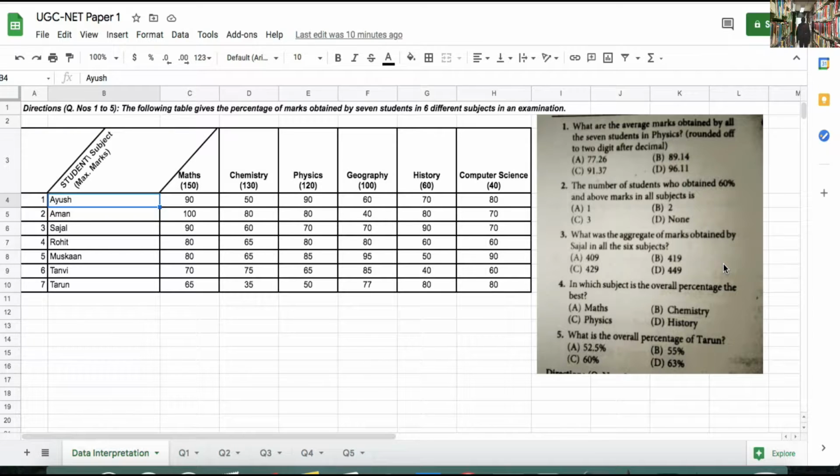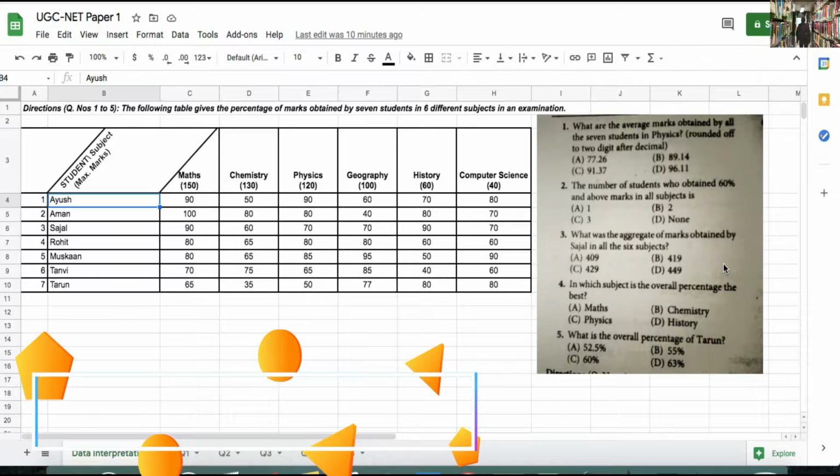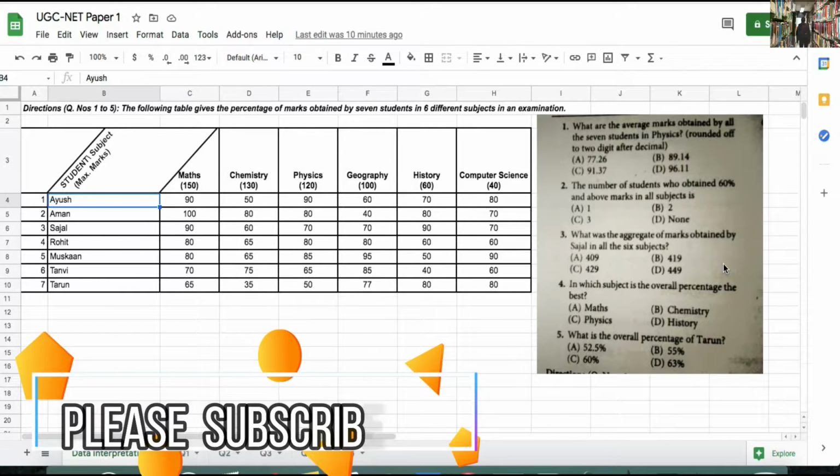Today we will be discussing data interpretation, UGC NET Paper 1 data interpretation. This is one section where most people get the questions wrong. उनको लगता है कि बहुत difficult है, but it's actually very easy. When you're able to analyze the data, it's very easy. Okay? So today we will be discussing one question.